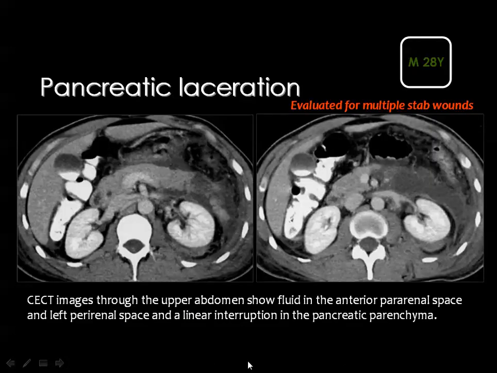Located around the site of injury in the pancreatic tail. And this is also an example of a patient with penetrating abdominal trauma after multiple stab wounds in the abdomen, showing a laceration of the pancreatic tail and the presence of hypodense collection in the lesser sac, as well as around the pancreatic tail, as well as around the kidney, representing retroperitoneal hemorrhage.